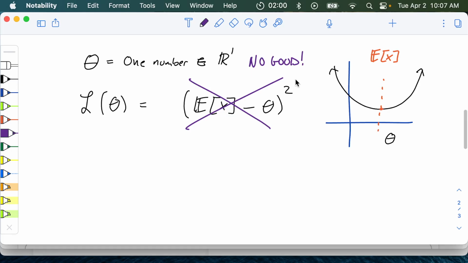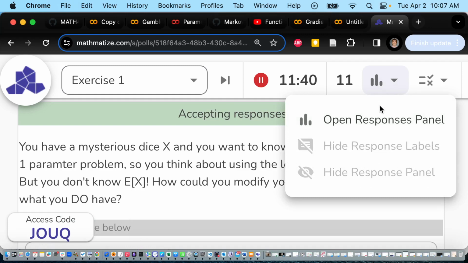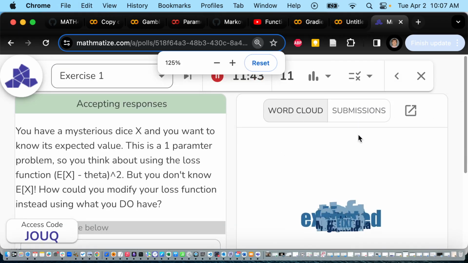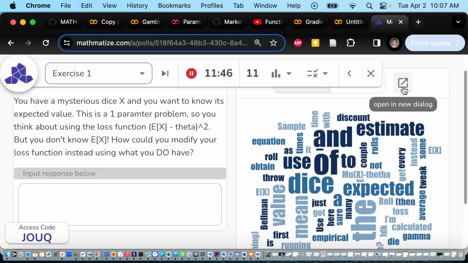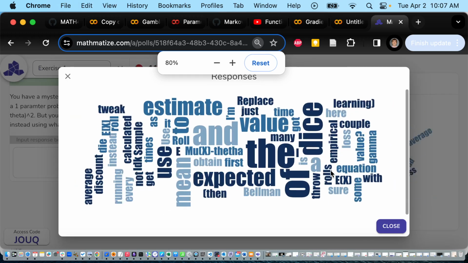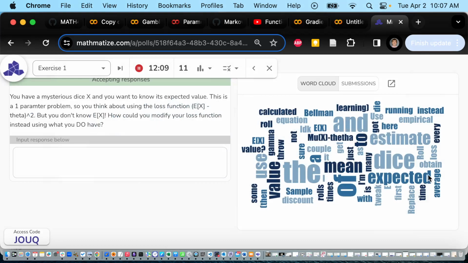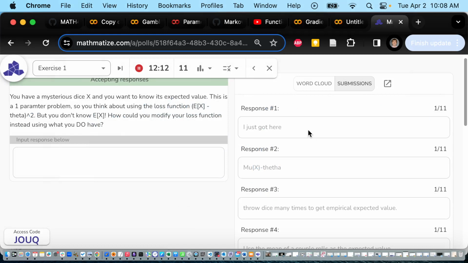Will it come back? Okay. It will come back. Okay. What did you guys say? We have a nice word cloud. Open response panel. That sounds interesting. What is that? They're always changing this thing. Okay. I'm seeing a big the dice, something the dice, expected. If only we had a verb to go with the dice. What verb could we put with the dice? Okay, I guess let's read the actual things and find out. Submissions. I just got here. Yes. Okay, great.